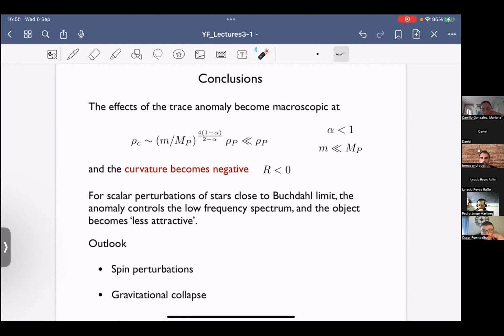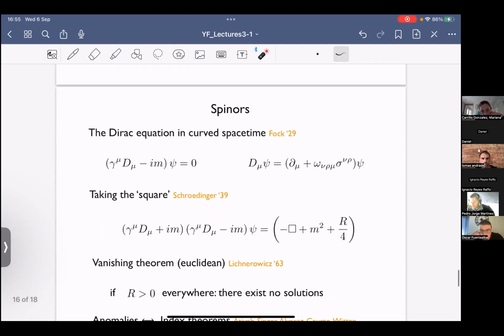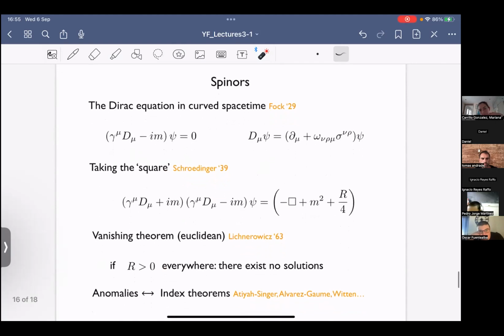Now, let me just leave you with one final idea that I think is super interesting. It's something I'm working on actively now, which is the case of the spinor, of spin one half. We just talked about the behavior of scalar waves in geometries close to the Buchdahl limit, but what about the behavior of spin one half waves? The Dirac equation in curved spacetime is something that, unless I'm wrong, I think Fock was the first one to write down.